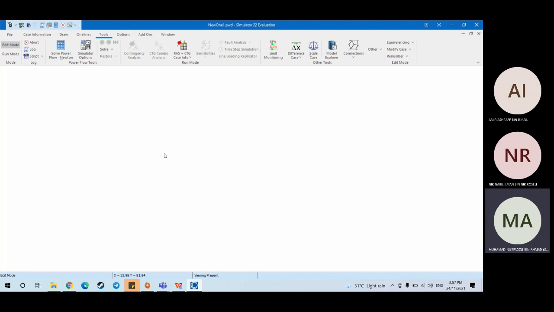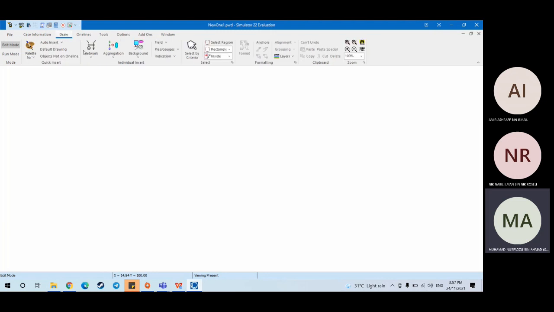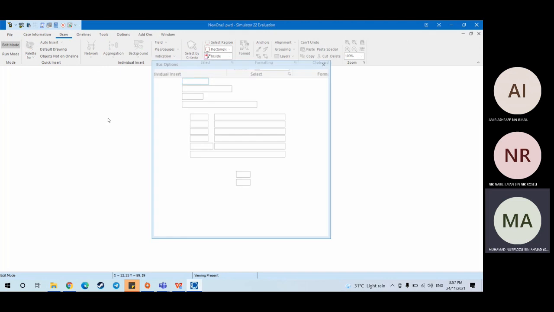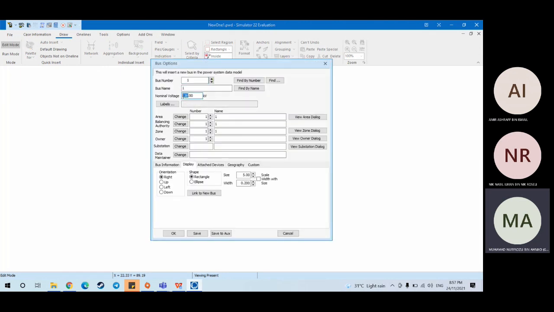So I would like to show the construction of the power factor correction circuit for lab 3. First of all, we click on Draw, then Network. Click on Bus. Here we insert the nominal voltage, which is 16 kilovolt. The orientation is up because we want a vertical position, and under bus information system, select bus.